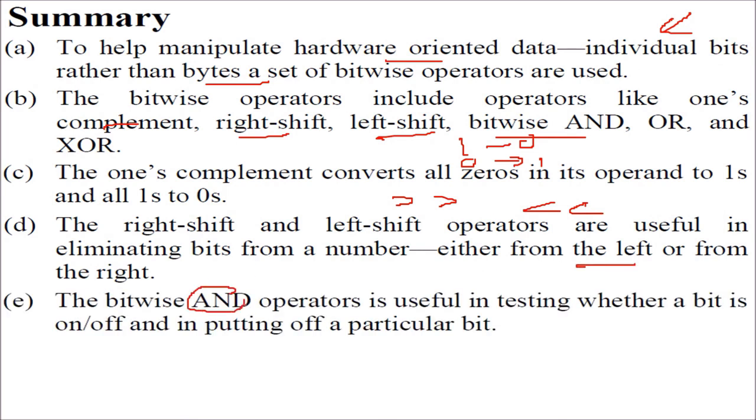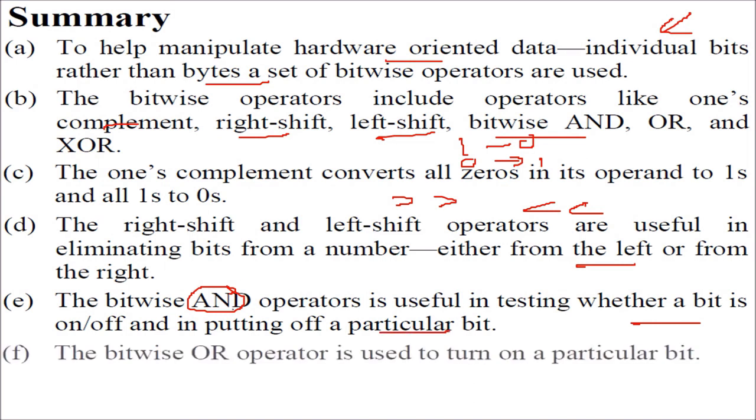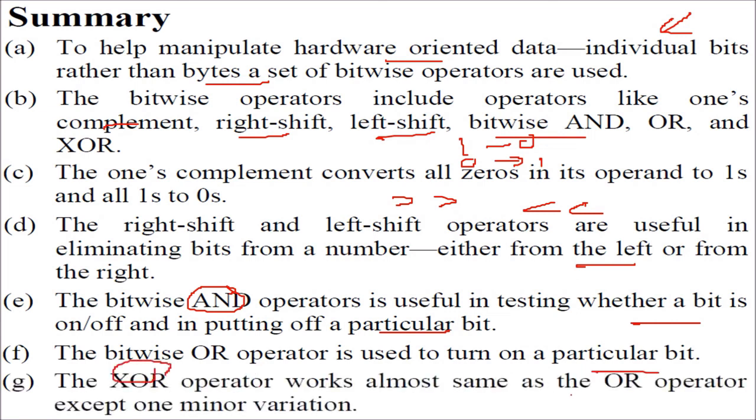We have the bitwise AND operator. This is very useful for testing whether a bit is on or off. And if you want to turn off a bit, make some bit 0, this is also done by the AND operator. The bitwise OR operator is used to turn on a particular bit. And this XOR operator is similar to the OR operator. If you have 0, 0 or 1, 1, you get 0. Or if you have 0, 1 or 1, 0, you get 1.